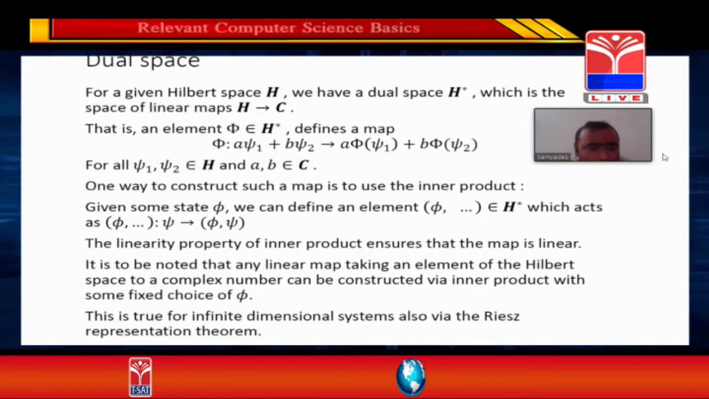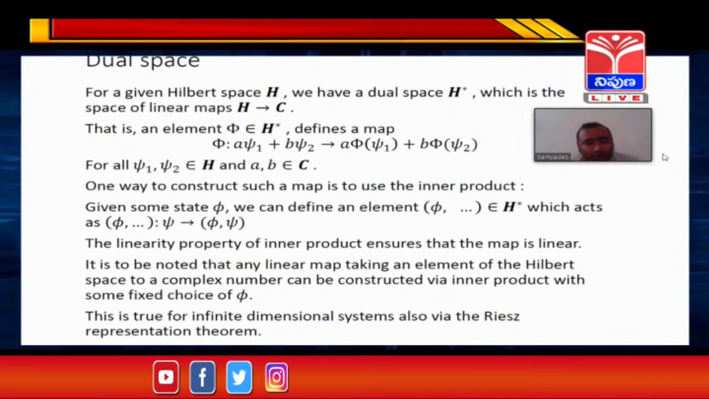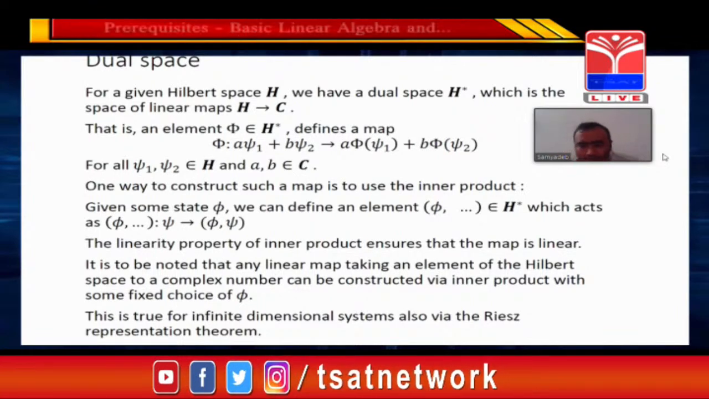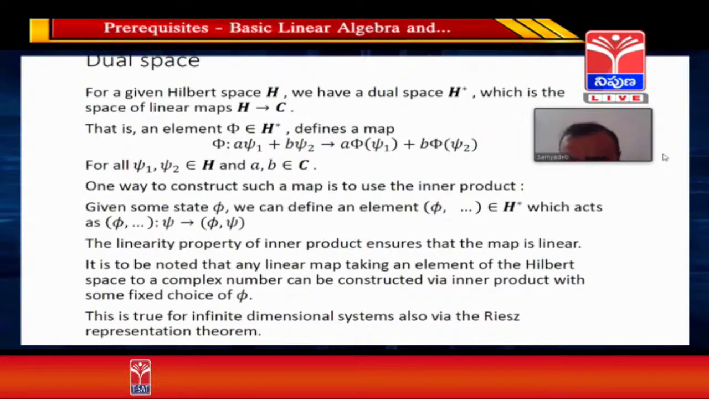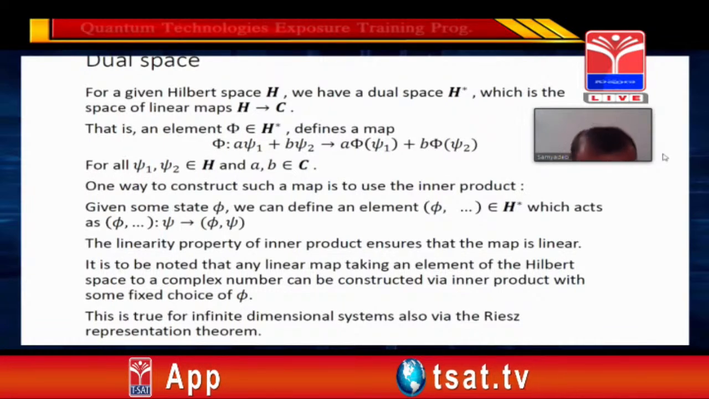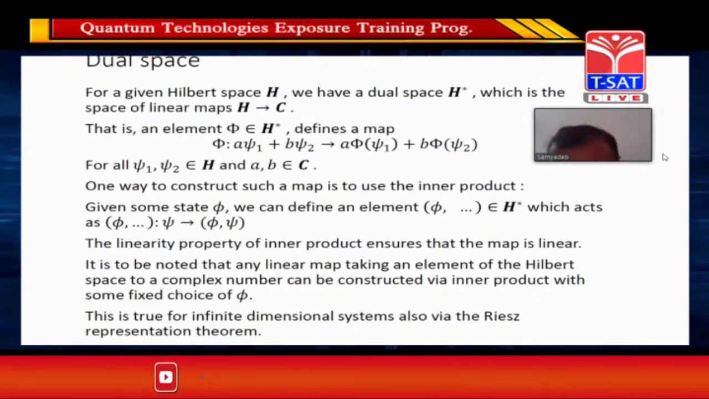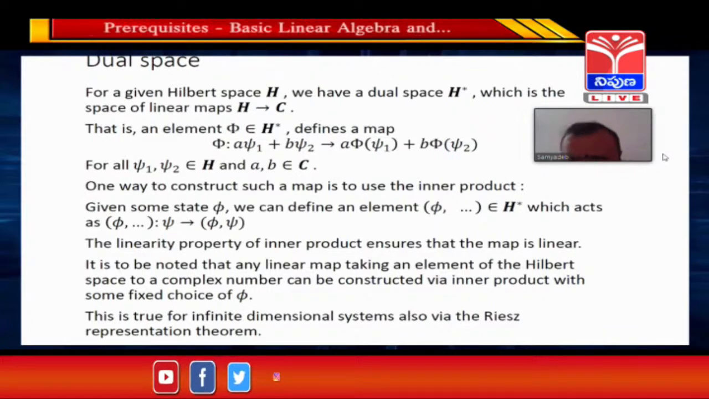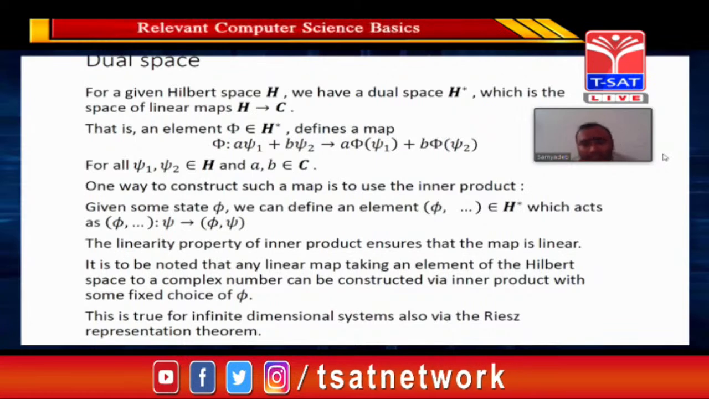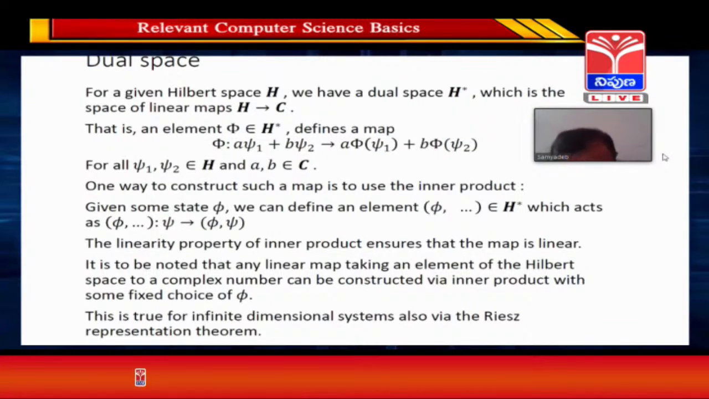So given some state phi, let's say we fix the state phi, that is a vector phi, which is the first argument of this inner product. And we leave the space for the second argument. So we can take any vector out of the Hilbert space H and put it in this blank space in the second argument. Then the result is a complex number.